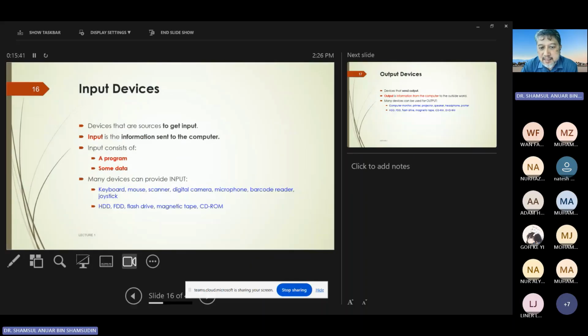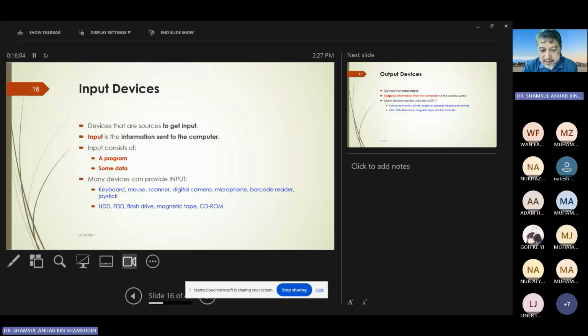So input device, how to get the information into the computer so that the program can integrate. Okay, so input device will consist of a program and also data.